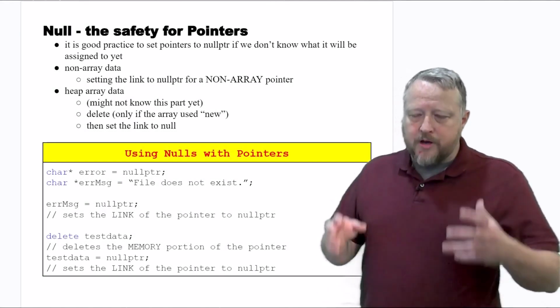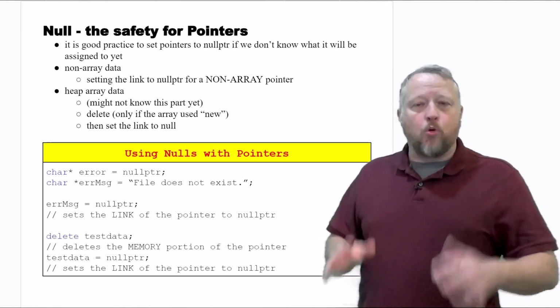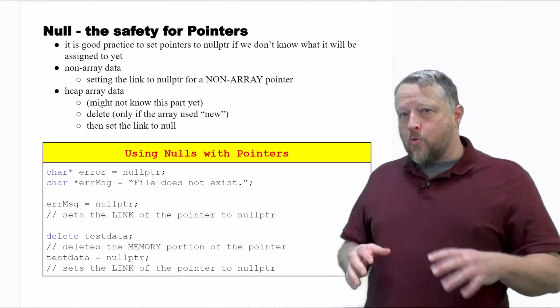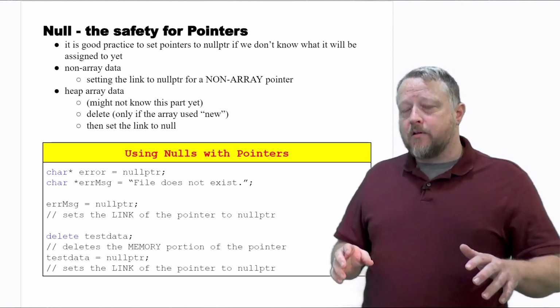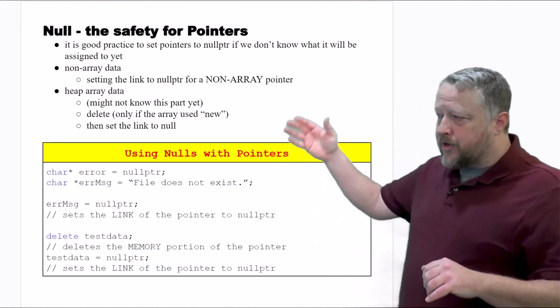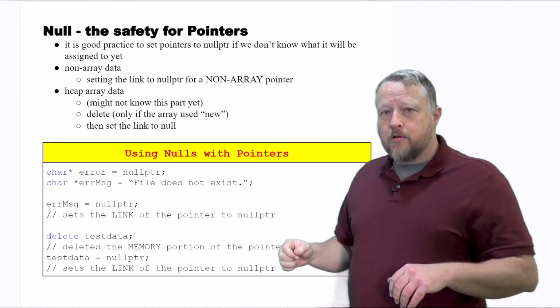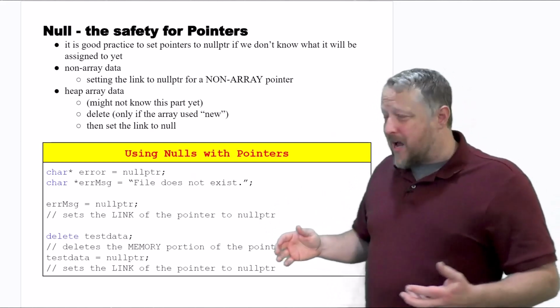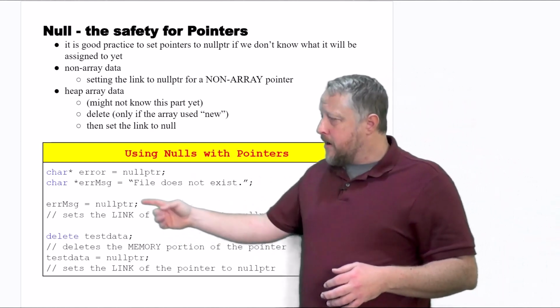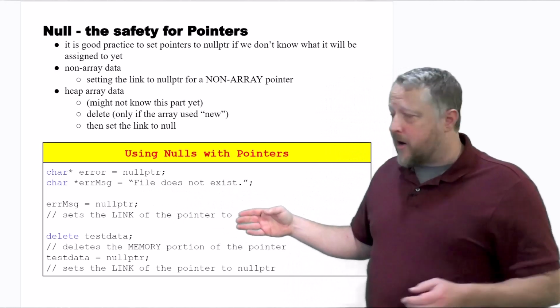If you know that you're going to need a pointer, you just don't know what it's going to be set to quite yet, the safety is using null or very specific nullptr. So notice I'm not using integers this time. I'm using a character pointer that's going to be able to point to actually a set of characters.